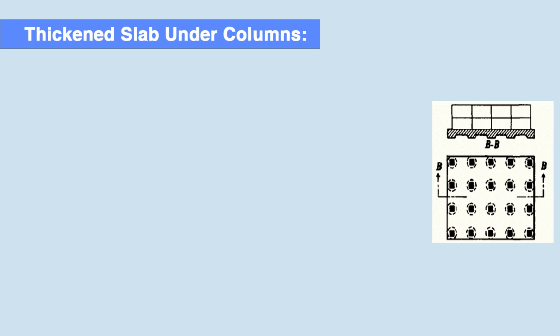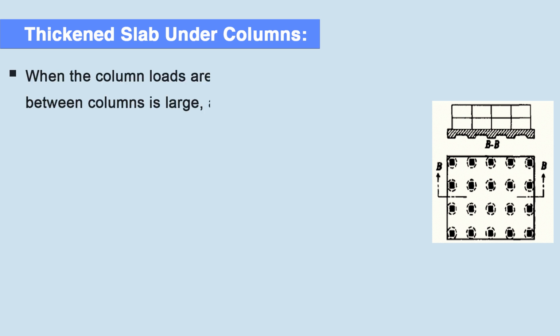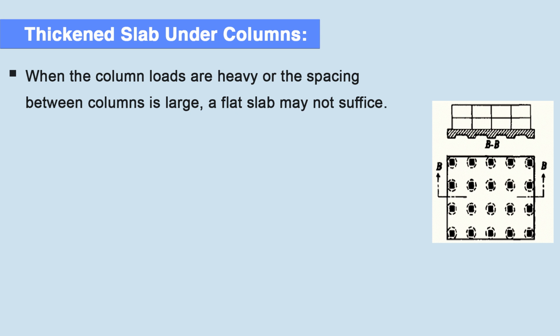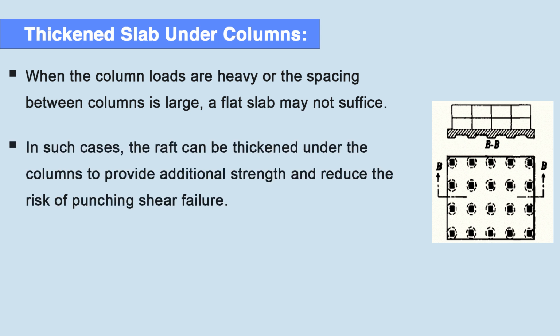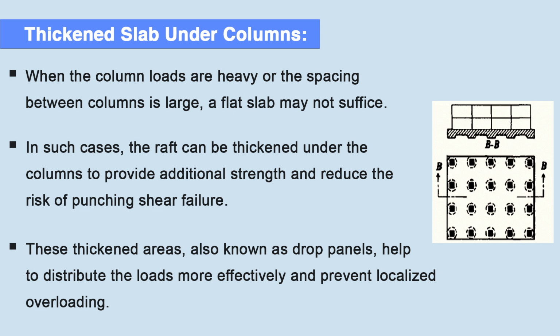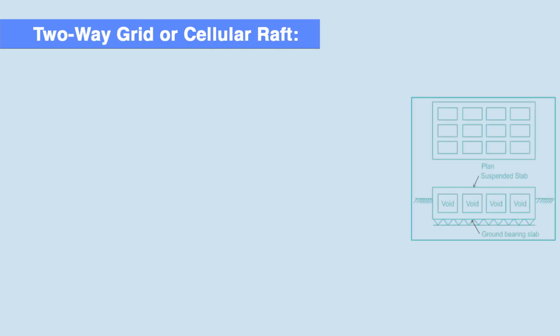Then the next is thickened slab under columns. When the column loads are heavy or the spacing between the columns is large, a flat slab may not be sufficient. In such cases, the raft can be thickened under the columns to provide additional strength and reduce the risk of punching shear failure. These thickened areas, also known as drop panels, help to distribute the loads more effectively and prevent localized overloading.